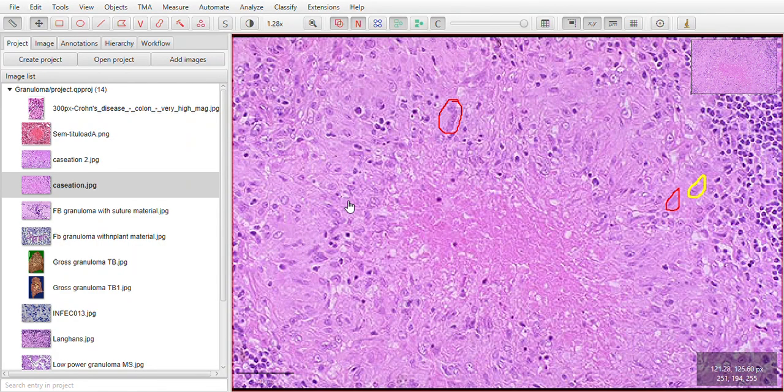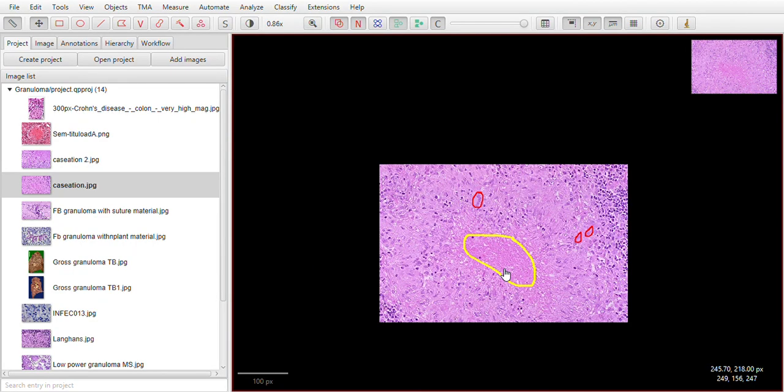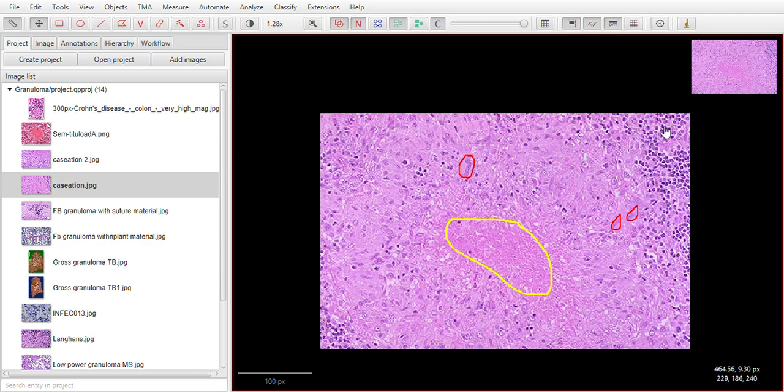Here is another, in which you can see a very well marked central portion which is more pinkish as compared to the surrounding area, and this is known as caseation necrosis. When you take a whole view, you can also see some lymphocytes residing outside, making the boundary of this granuloma.